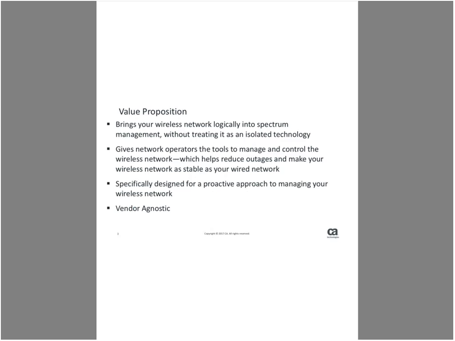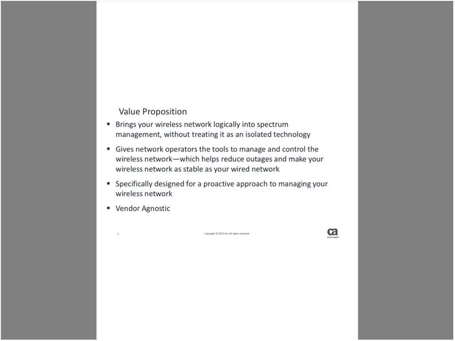To start with, the value proposition. Most wireless solutions are vendor specific, and they don't connect the wireless network back to the wired network. If you are managing and monitoring your wireless network in isolation, then you run the risk of missing critical information or being proactive. CA Spectrum brings your wireless network logically into Spectrum management without treating it as an isolated technology. Far too often the network teams learn about wireless problems from the users, and after gathering and triaging, only uncover that the AP was overloaded or the issue was something else.